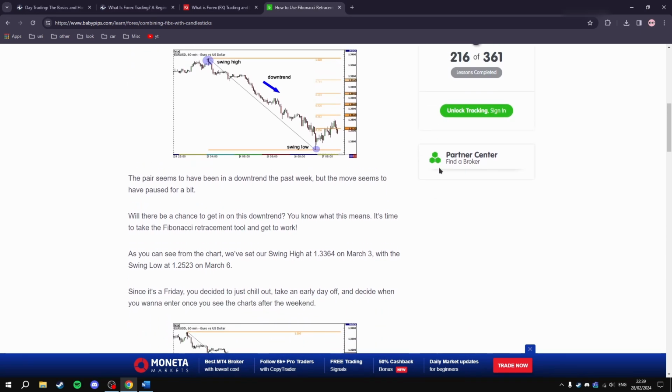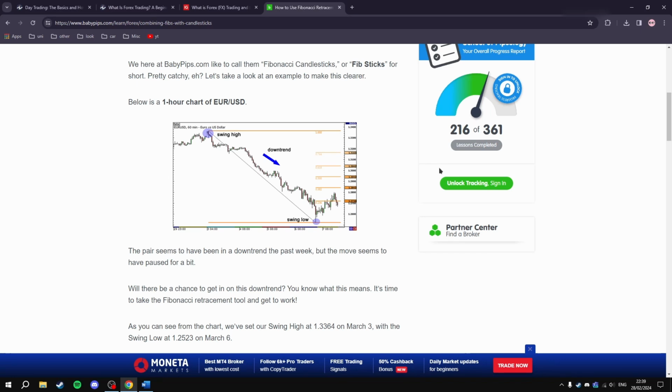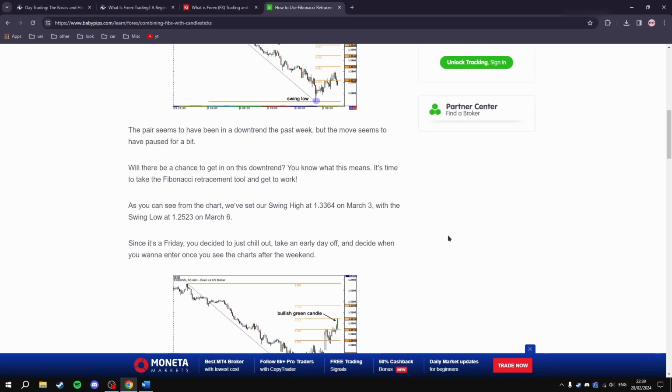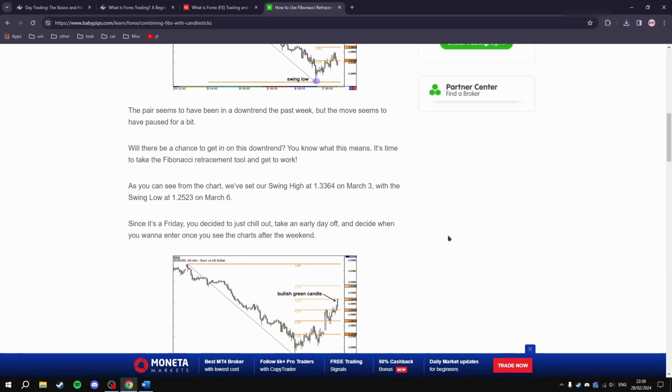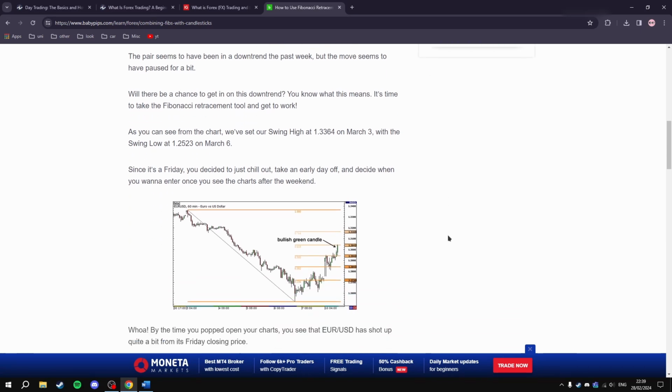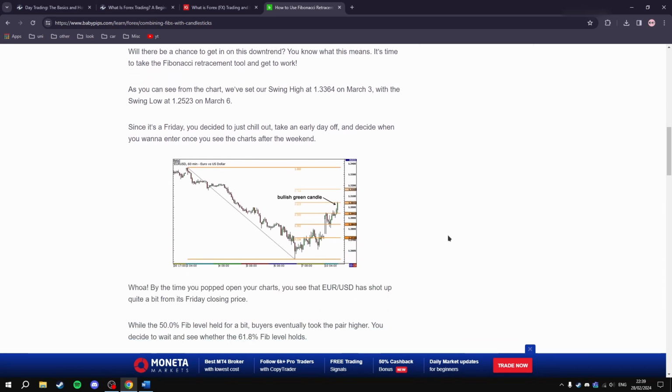As you can see from the chart, we set our swing high at 1.3364 on March the 3rd, so that's here, with swing low at 1.2523 on March the 6th, so that's here. Since it's Friday, you decided to just chill out, take an early day off, and decide when you want to enter once you see the charts after the weekend. Whoa, by the time you pop the opening charts, you see that the EUR/USD has shot up quite a bit from its Friday closing price.